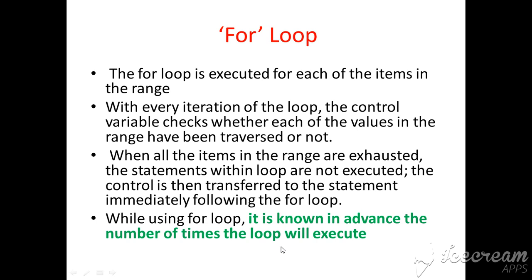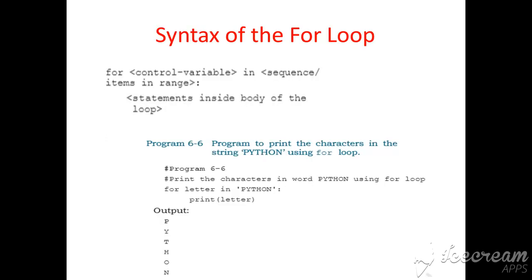So the for loop is executed for each of the items in the range. With every iteration of the for loop, the control variable is checked whether each value inside the range has been traversed or not. Here, look at that in this program.